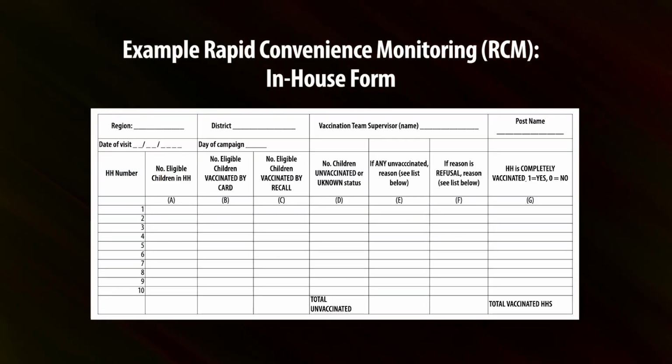Another element is the use of rapid convenience monitoring, abbreviated as RCM. RCM should be used in known hard-to-reach areas to check that the campaign has indeed vaccinated in such areas. The subject of RCM is in itself broad. Details can be found elsewhere, and I will attach some aspects of details on rapid convenience monitoring or RCM.